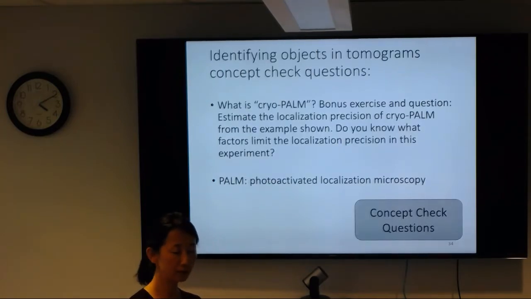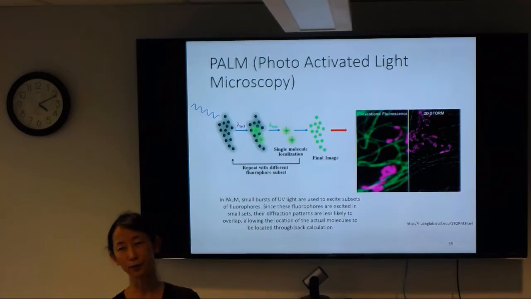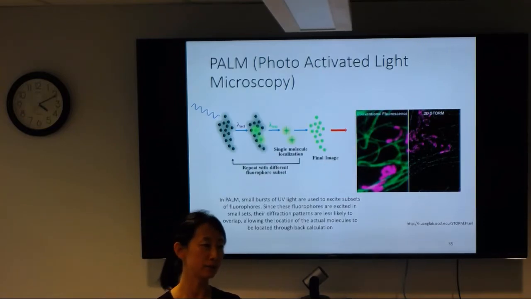This is one of the concept-checking questions in your syllabus. So what is cryo PALM? And then factors that limit the localization precision in this experiment. PALM is photoactivated localization microscopy. And I have a slide, really quickly, to show the fundamental idea of PALM.